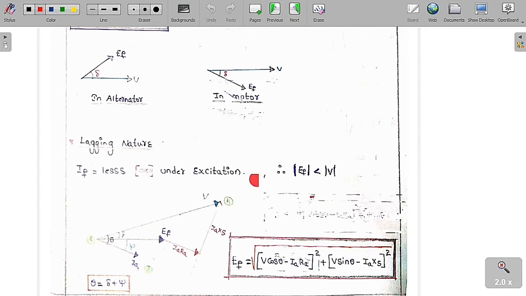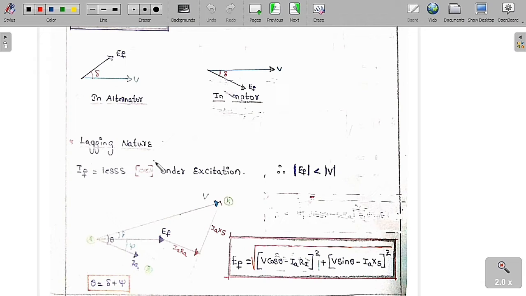And then we will see what phasor diagram we are going to get here. So here I am going to take EF as the reference. If this is EF as the reference, then definitely, as I have already told you, V is always going to lead the EF reference. So V is equal to EF plus IA into ZS. This is the current IA. The current IA is going to lag the EF, so it is called a lagging nature.